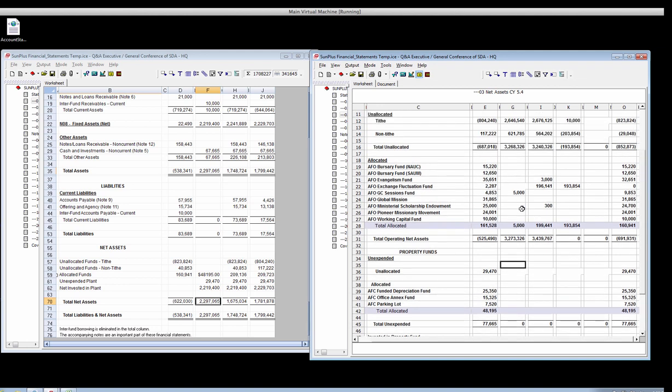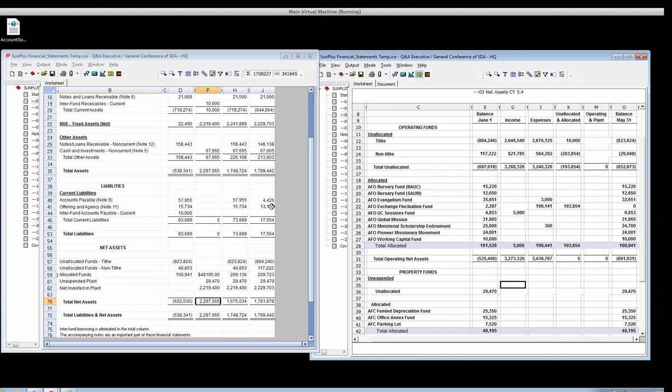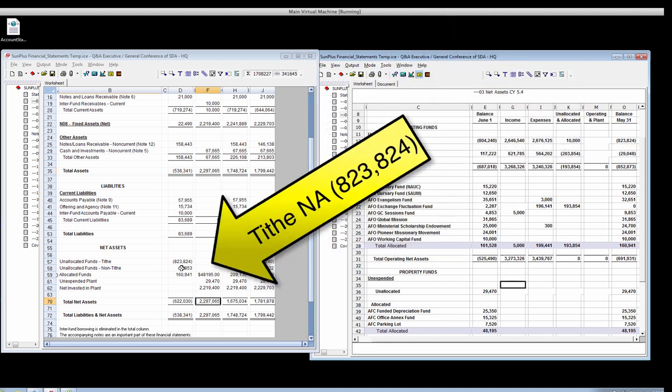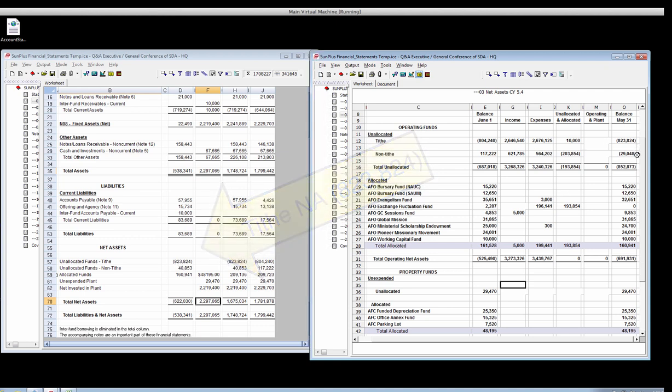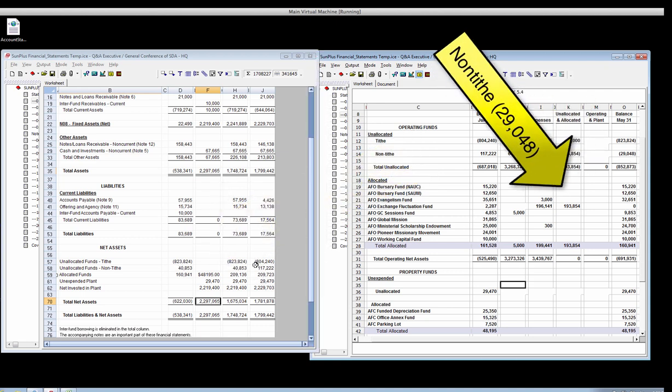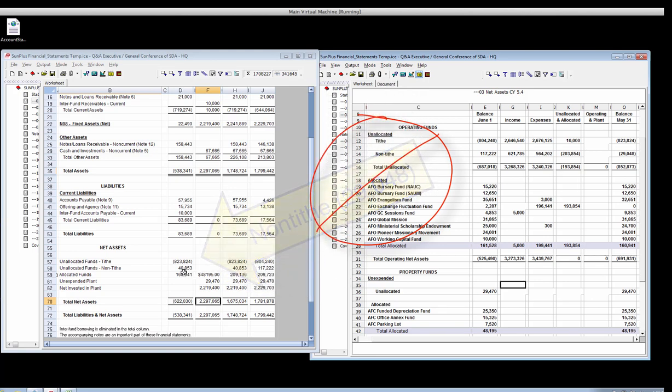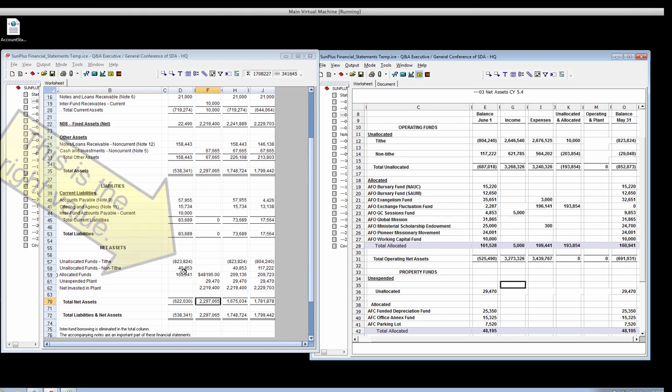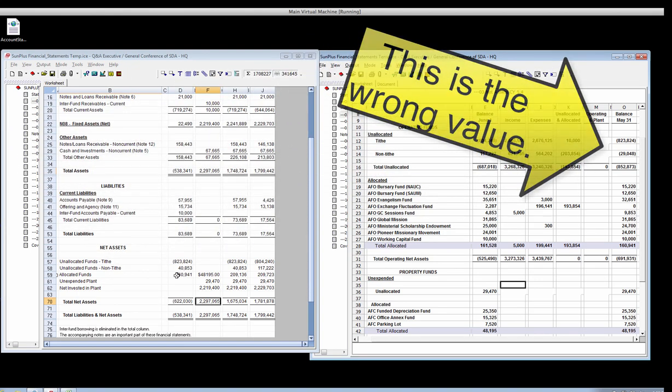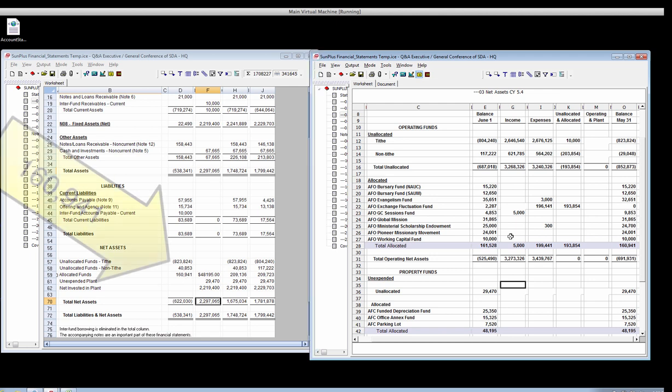So now we can go up to the operating fund, and we see in the operating fund that we're supposed to have 622,030, and we have 691,931. So obviously it's in the operating fund. And we start right up here at the top. Tithe of 823,824 matches the balance sheet, so we know it's not in that row. Here is the non-tithe 29,048, and ooh, that doesn't look right. And so we mark that as alarming. Okay, and then our allocated is 169.41.